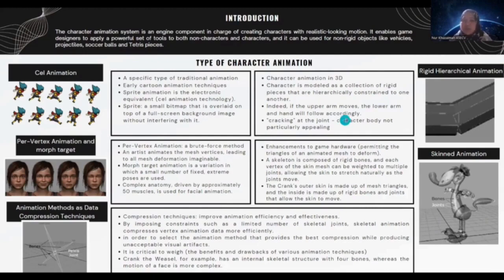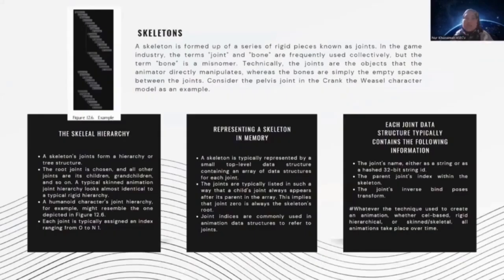Alright. So next is the skeleton. So what is the skeleton actually? A skeleton is a character model that is considered to have a pelvis joint and a cranial joint. There are 3 things that are very important in the skeleton. The first is the skeletal hierarchy. The skeleton joints form a hierarchy or tree structure. Most skeletons are represented by a small top-level data structure containing an array of data structures, one for each joint.